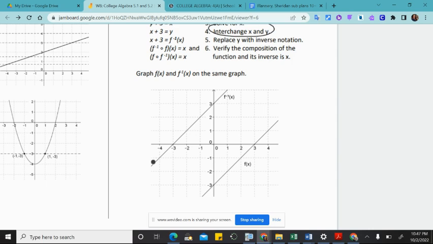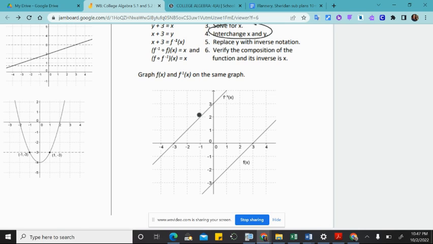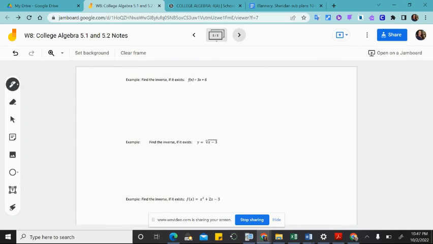Here's an example graph of f of x and f inverse on the same graph. If you didn't have that other graph on here, this is the point 0, -3. So suddenly the inverse has a point -3, 0 on there. We have another point 2, -1 on f. Then we're going to look for -1, 2 on f inverse.